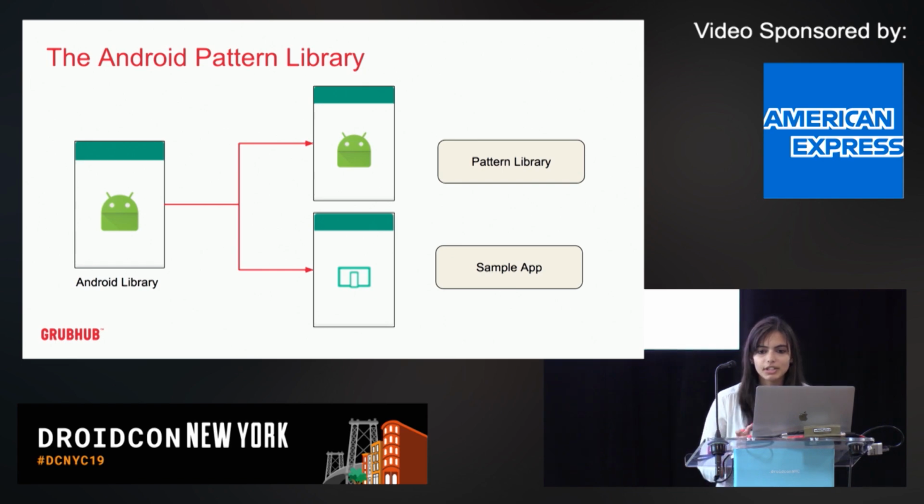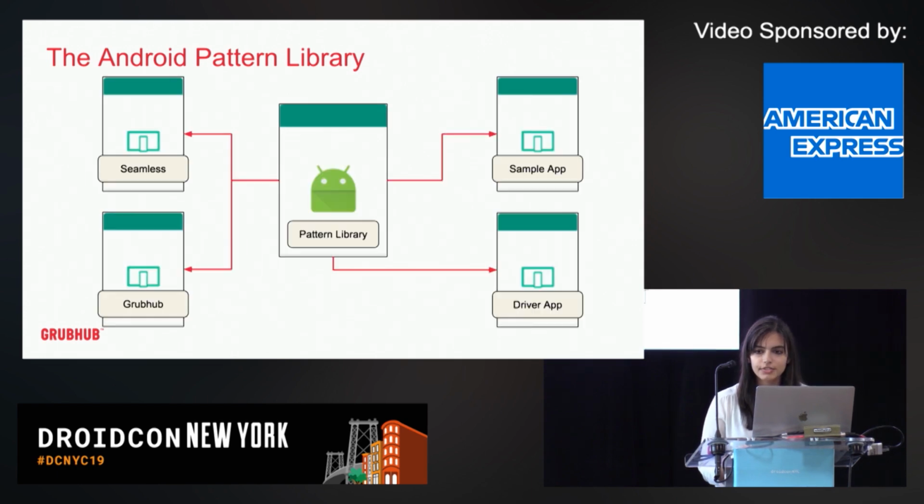Now, the Android Pattern Library is basically just an Android library that lives outside of our normal production apps. And it consists of 2 modules, one being the pattern library and the other being a sample app. So the pattern library module is essentially where we build all of the design patterns, and that's where they live. The sample app then lets us demonstrate how to use that design pattern and show all the potential configurations for that design pattern.